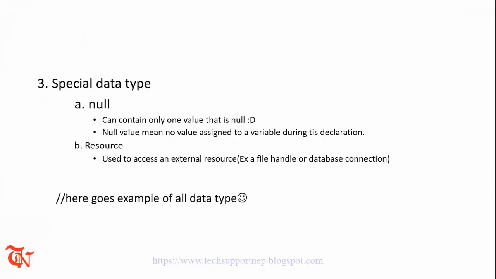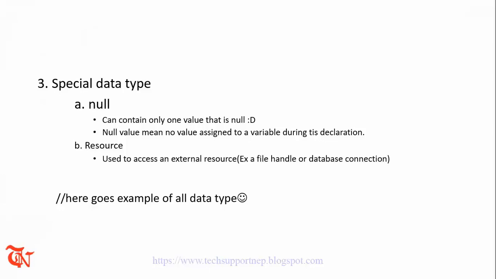Now the next one is the special data type. Inside this special data type we have two data types. First one is null and the next one is resource. Null can contain only one value, that is null, and null value means no value assigned to a variable during its declaration. The resource data type is used to access an external resource. An example of the resource data type is a database call.